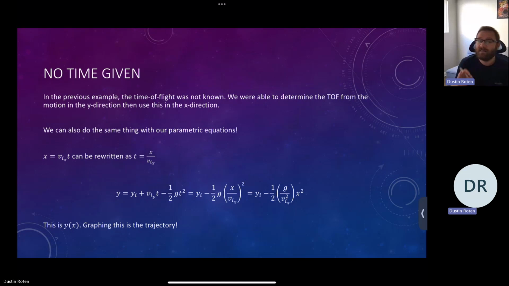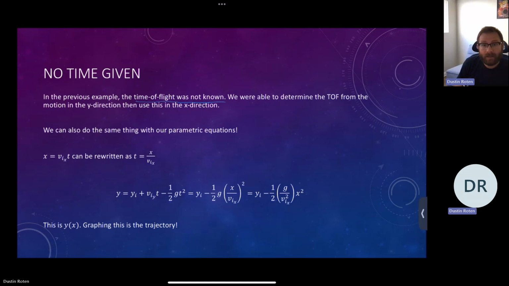So this, again, I've said it several times, but I want to point it out some more. There was no time given. The amount of time this car was in the air was not given in this problem. So we don't know the time of flight, or TOF for short.